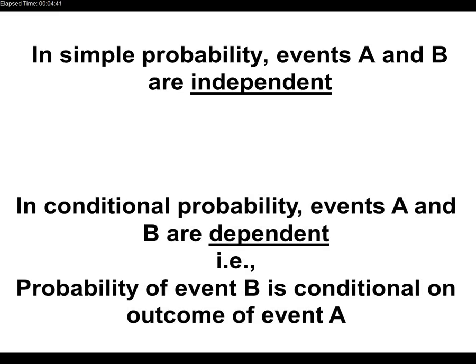In simple probability, events A and B are independent from one another. In conditional probability, events A and B are dependent. All right, B is dependent on what happens in A. So the probability of event B is conditioned by the outcome of event A.